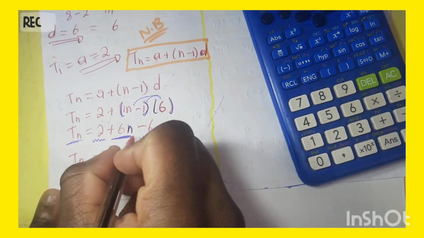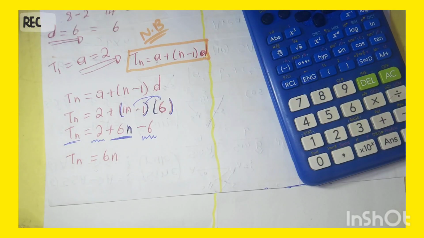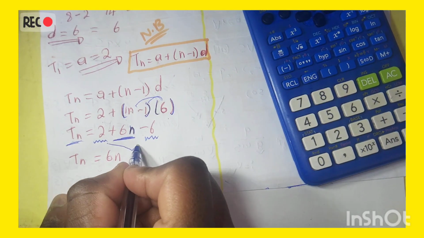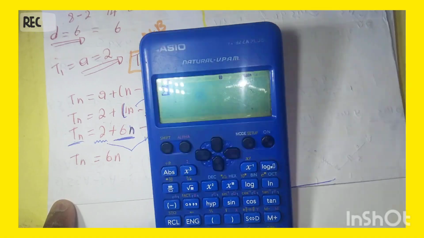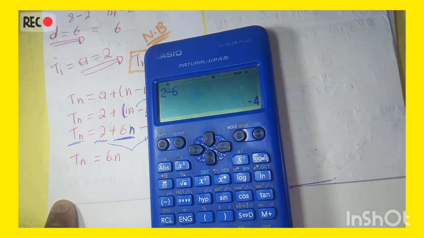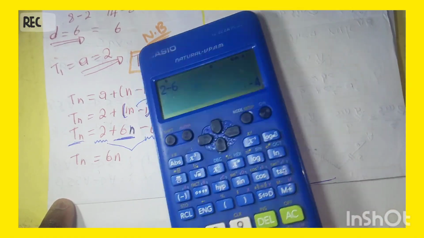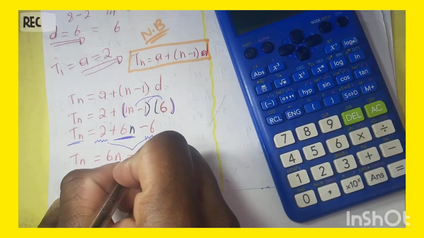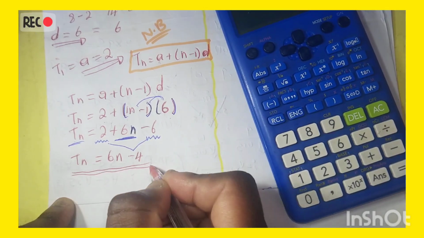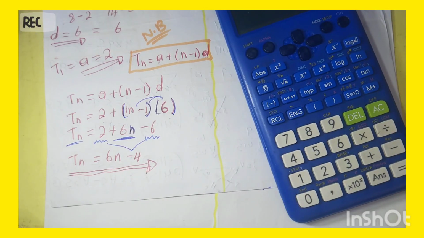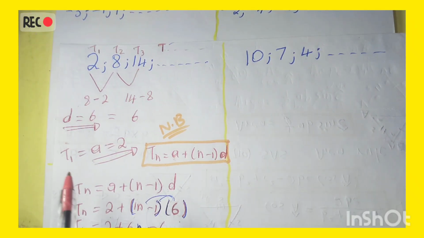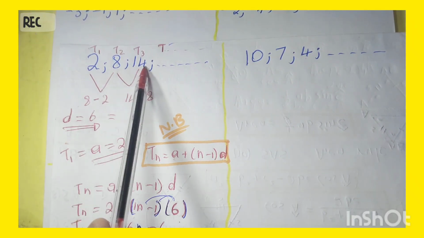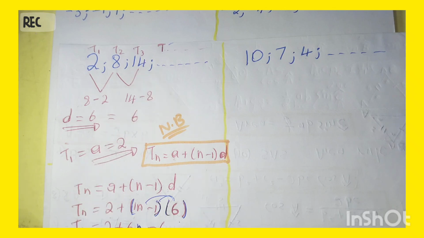Dropping this thing as well as this. But this, I can just put it here: 2 minus this. So here I get what? I got negative 4. So here I got negative 4. This is what, guys, we call a general equation. This general equation is the one that generates that pattern. It is the one that generates a sequence.